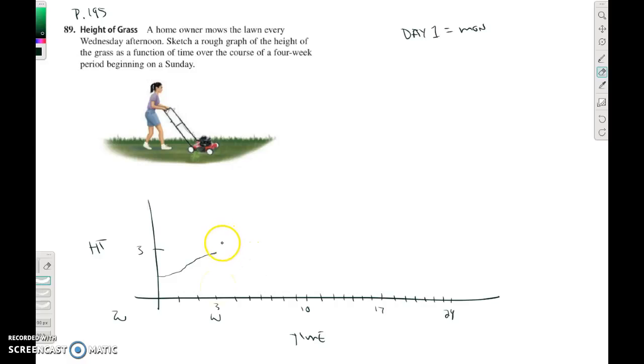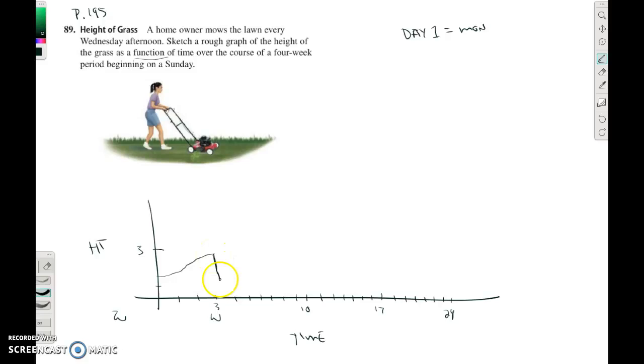Now the question I'm not really sure about how to answer is how to drop it down. I could say it drops straight down to where I cut it. Let's say I cut it down to 1 inch. Well, this isn't a function over time because this would fail the vertical line test. Well, we haven't talked about the vertical line test. The grass can't have, at one instant in time, multiple numbers.